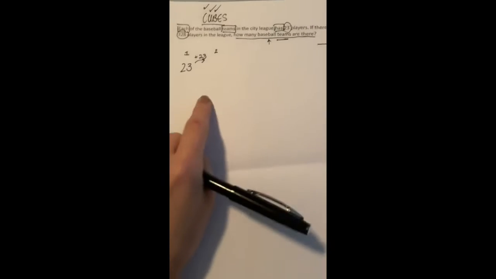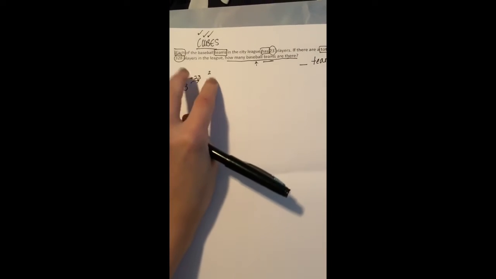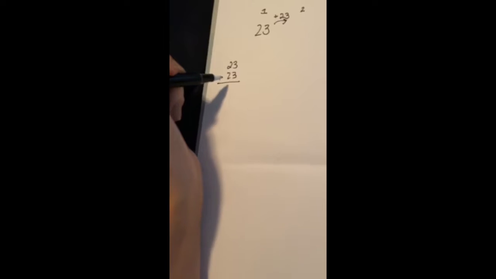Now, if I add another 23 players, that's going to give me two teams. But I want to know how many players there would be then. How many players would there be if I had two teams of 23? So I need to add 23 and 23. 3 plus 3, 6. 2 plus 2, 4. So now I know that two teams would give me 46 players.